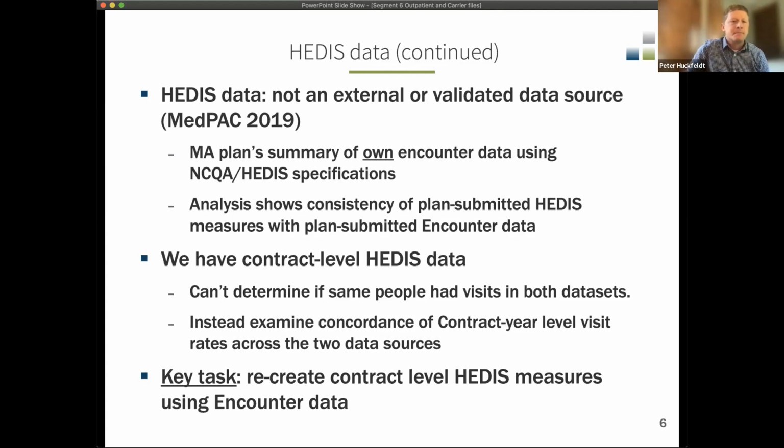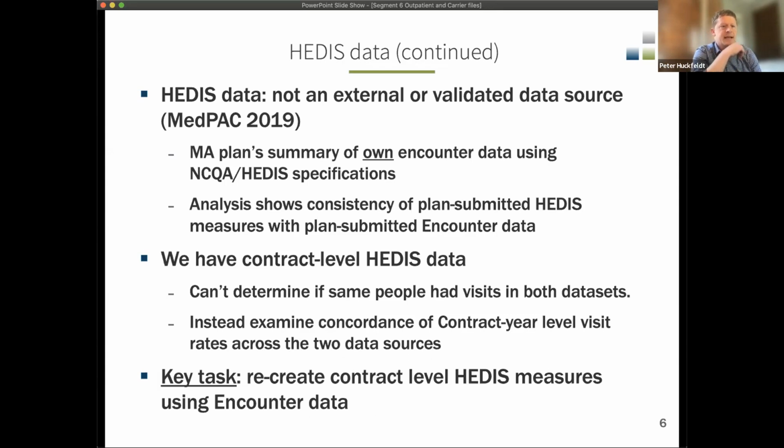So it's not really a perfect gold standard, but there isn't really another readily available gold standard to use. So this is what we use in this analysis.